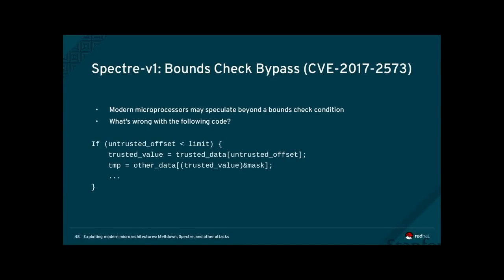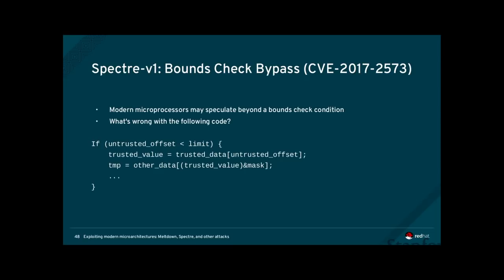We should keep going, because I want to cover Spectre variant 1 and 2 if I can in the time we have. So let's talk about Spectre variant 1. Spectre variant 1 is a bounds check bypass.